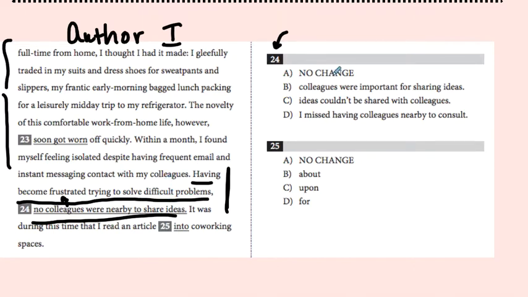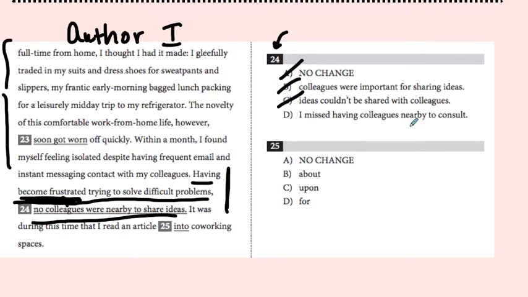So I look at all my answers. All the answers are slightly different and being moved around, so I have to consider that this could be a dangling modifier. I first look at the one they gave me: "No colleagues were nearby to share ideas." We already know that's wrong because it's not referring to the I, the author. B: "Colleagues were important for sharing ideas." Again, I'm not talking about the author, the I. Remember, I'm trying to figure out who became frustrated. C: "Ideas couldn't be shared with colleagues." Now, that's a true statement, but it's not telling me who's becoming frustrated.